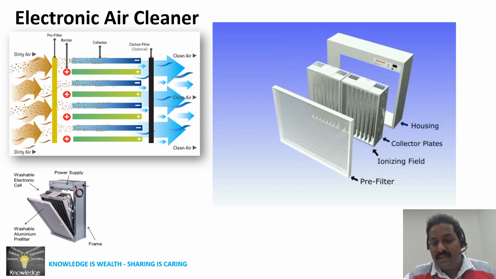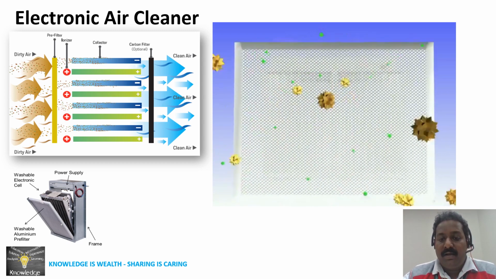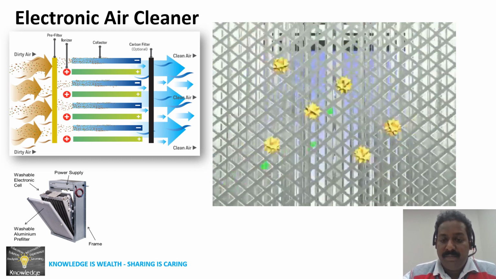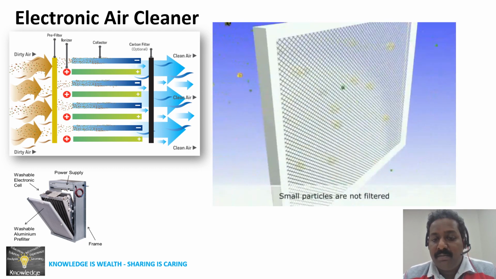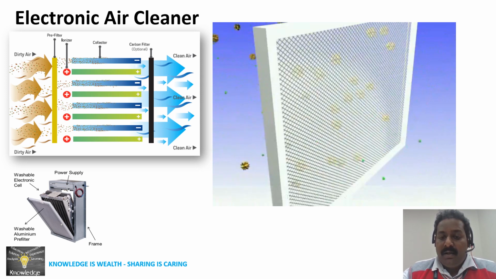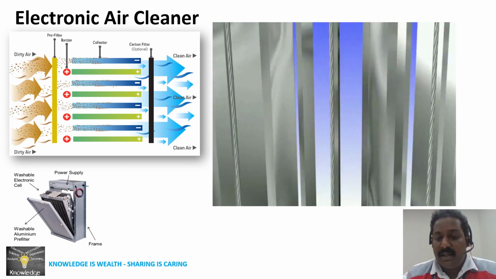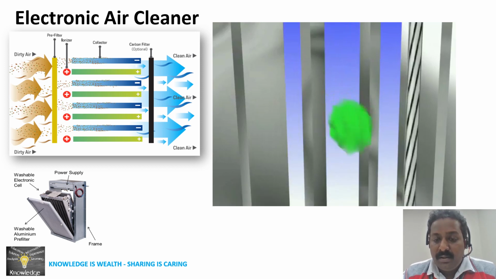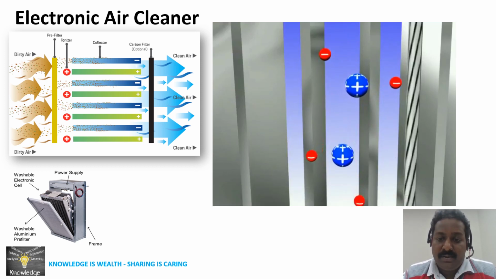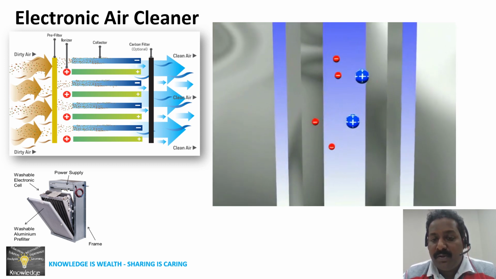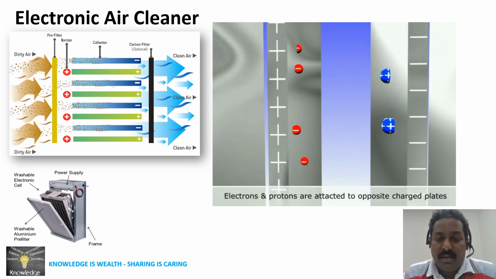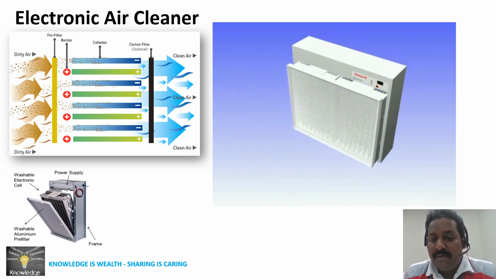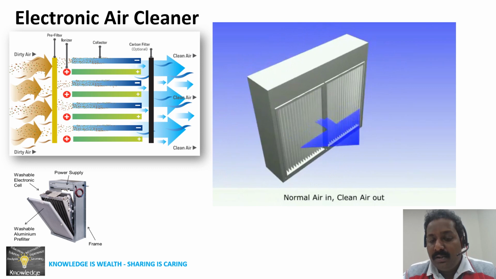It has a pre-filter, ionization field, connecting plates, and housing. Whenever air containing dust particles more than 10 micron comes, it is filtered in the aluminium filter, and dust particles less than 10 micron pass through the pre-filter. When those particles move to the filter section, they break into positive ions and negative ions. That is called ionization. The negative and positive ions are attracted and deposited on the positive anode and cathode electrodes. Then fresh, clean air passes through the filter.